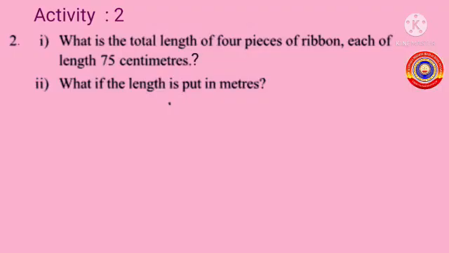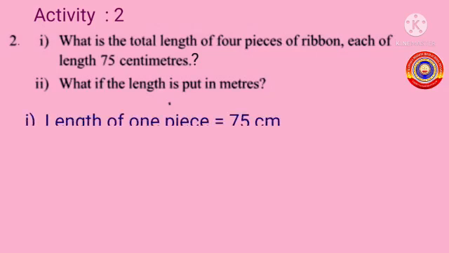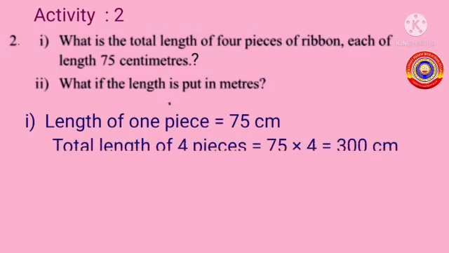Next, activity number 2. What is the total length of 4 pieces of ribbon, each of length 75 centimeters? What if the length is put in meters? Here, the length of one piece is given as 75 centimeters. Therefore, the total length of 4 pieces is equal to 75 multiplied by 4, that is equal to 300 centimeters.